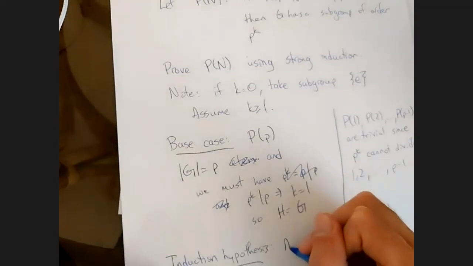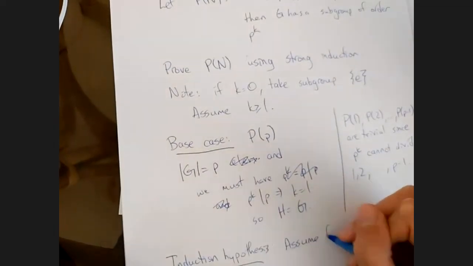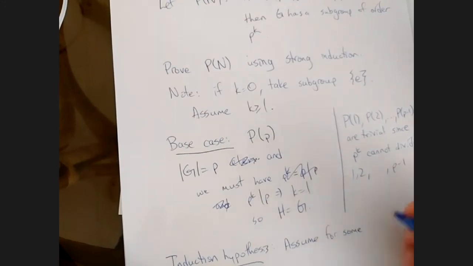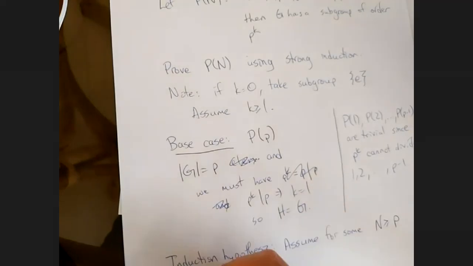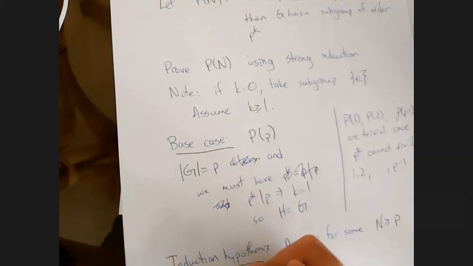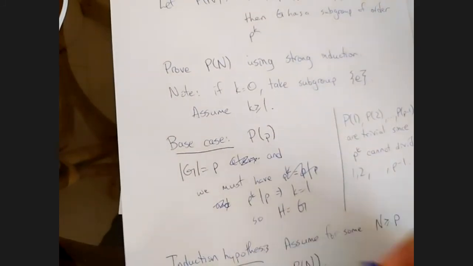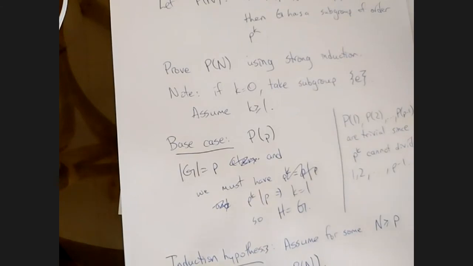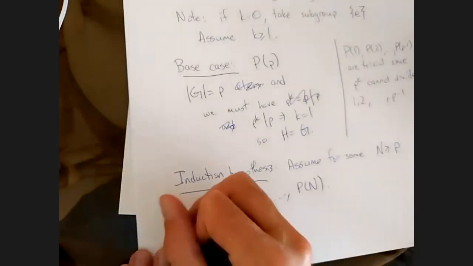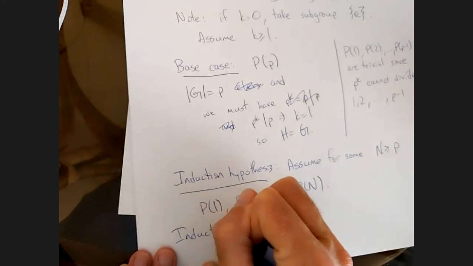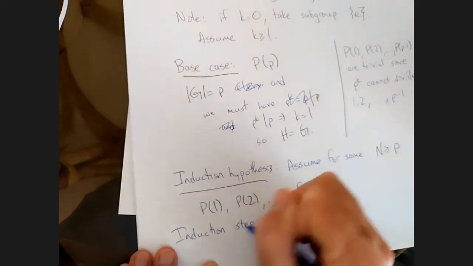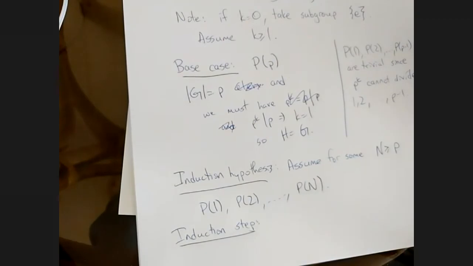So assume for some n greater than or equal to p, we are going to assume P of 1, P of 2, all the way up to P of n. And now our goal is to prove P of n plus 1. This is the induction step.